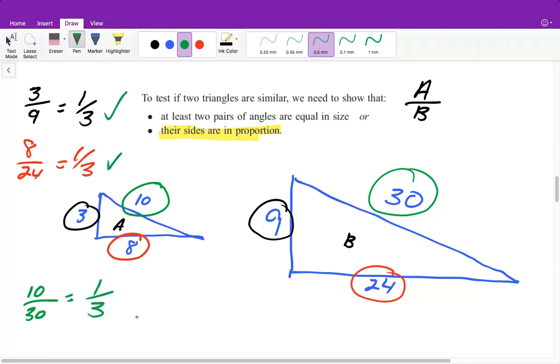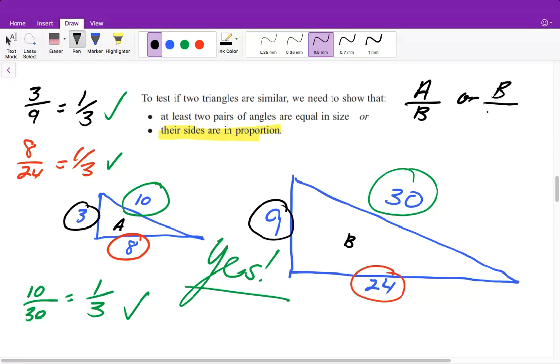So check, they all are proportional. So yes, these are similar, right? And it doesn't matter if you did A over B or if you did B over A, you would still get the exact same ratios. They would all just be reverse or reciprocals. So they would all be 3 over 1.